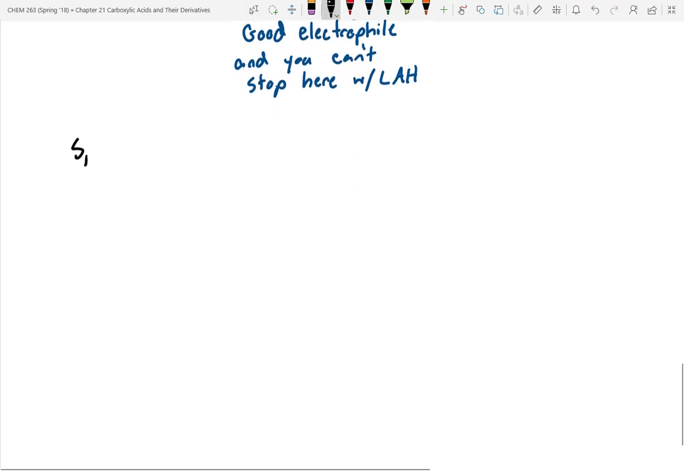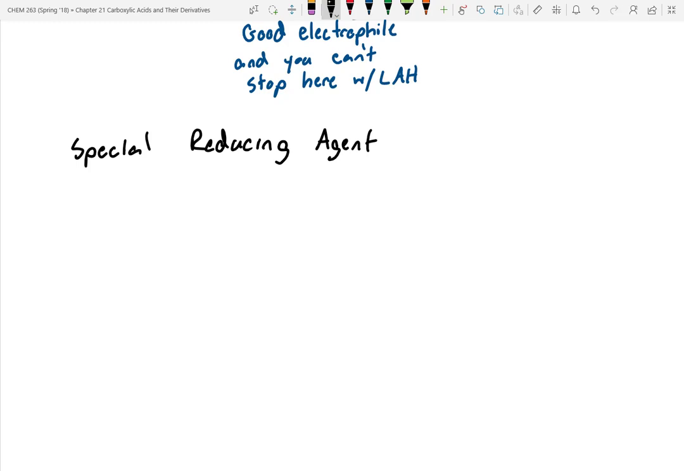So special reducing agent. Looks like this. This is one of the more common ones. So it's got an aluminum with these two alkyl groups coming off. What are these called? They're not isopropyl. Isobutyl.